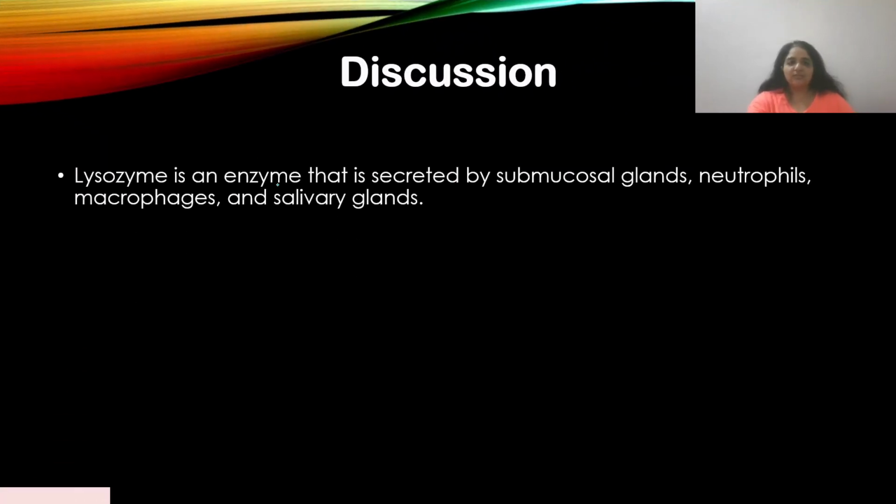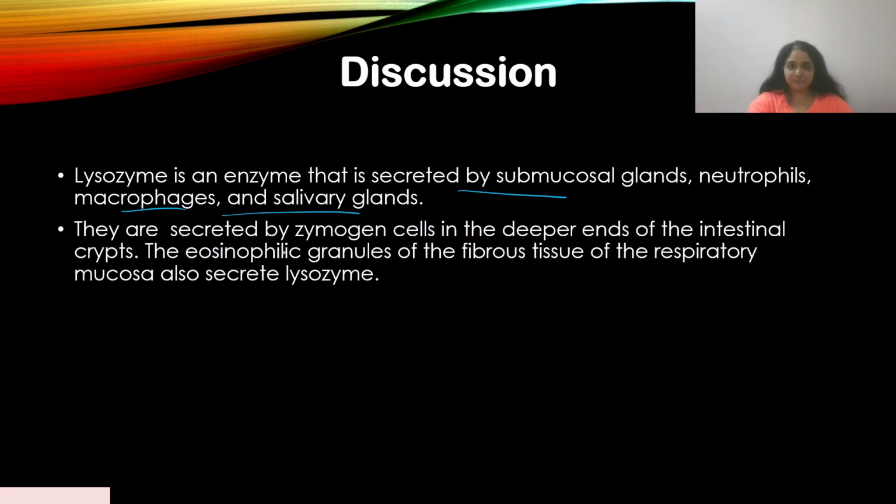So yeah, lysozyme is an enzyme that is secreted by the submucosal gland, neutrophils, macrophages, and salivary glands. They're secreted by the zymogen cells in deeper ends of the intestinal crypts. The eosinophilic granules of the fibrous tissue of the respiratory mucosa also secrete lysozyme. Okay, so you find lysozyme in these various parts of the body.